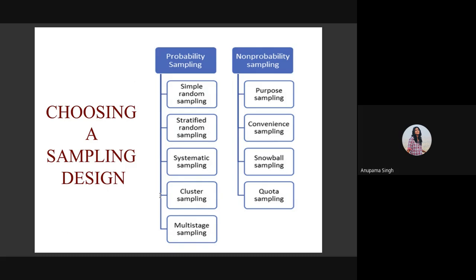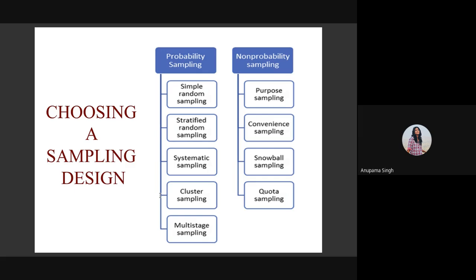Choosing a sampling design. We have a lot of sampling designs, sampling procedures that are available. These are some of the sampling designs that we are going to talk about. Obviously, as we are doing research and various sampling methodologies, there are different kinds of sampling that are still being discovered or innovated, right? But we are going to talk about these more because most of the sampling is done on the basis of these particular sampling procedures.